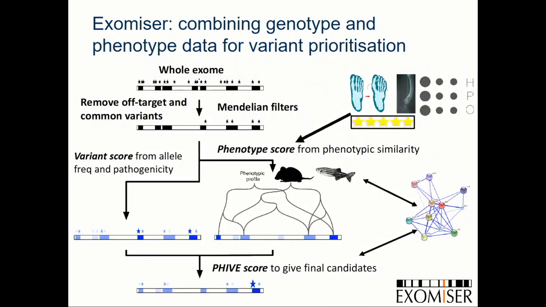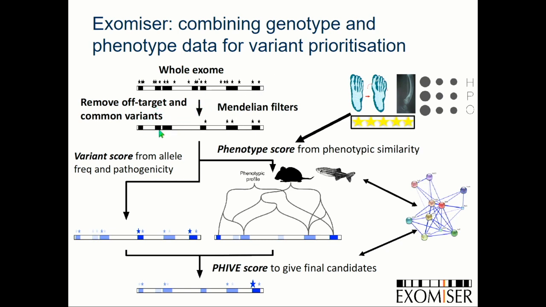So the first version of this is the Exomiser software that my team and others in the Monarch Initiative have developed. The idea behind Exomiser is that we start off with a whole exome, or indeed a whole genome, where these black bars are genes and the stars represent variants. For a whole genome, you're talking about 5 to 10 million variants that you're trying to filter through and find the single one or two variants that are causing the rare disease.